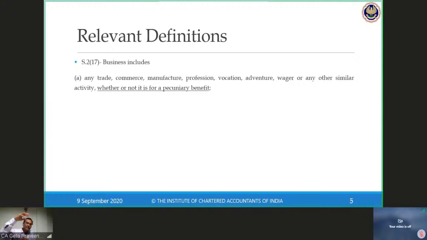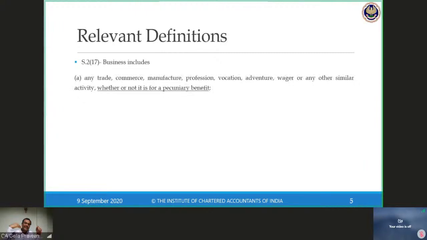What is the term business called? Business includes, so the term includes connotes that these definitions A, B, C, D, E, whatever we are going to see, are not the only exhaustive list. These are indicative that business may include these things. Anything other than listed in this particular definition can also be covered under the definition of business, read with the General Clauses Act, where any activity which is linked with any of the entities over there, though not listed, may get covered over here. This is the importance of the term called includes.